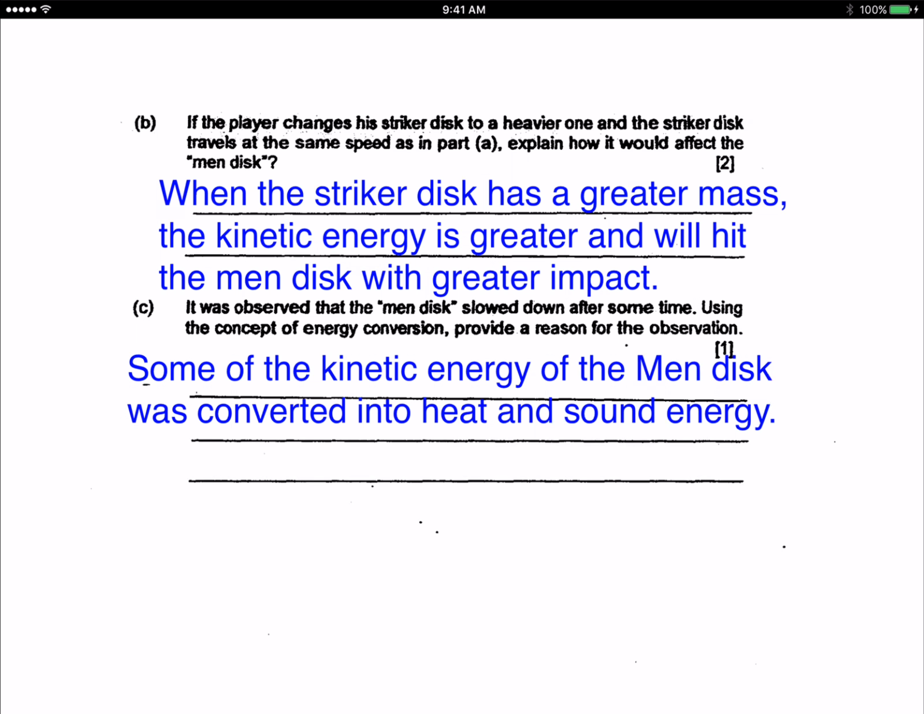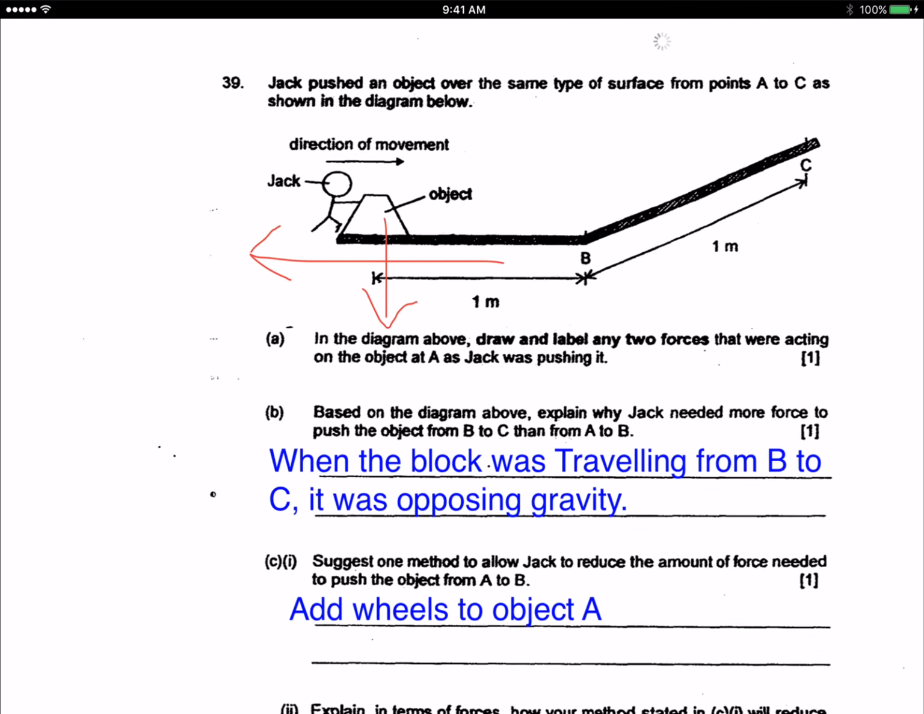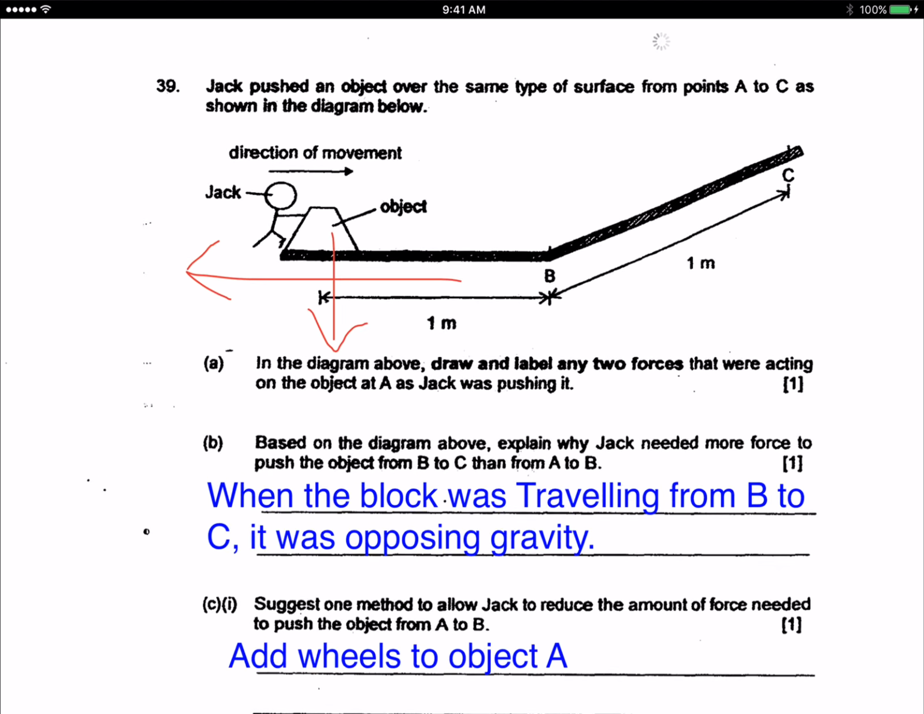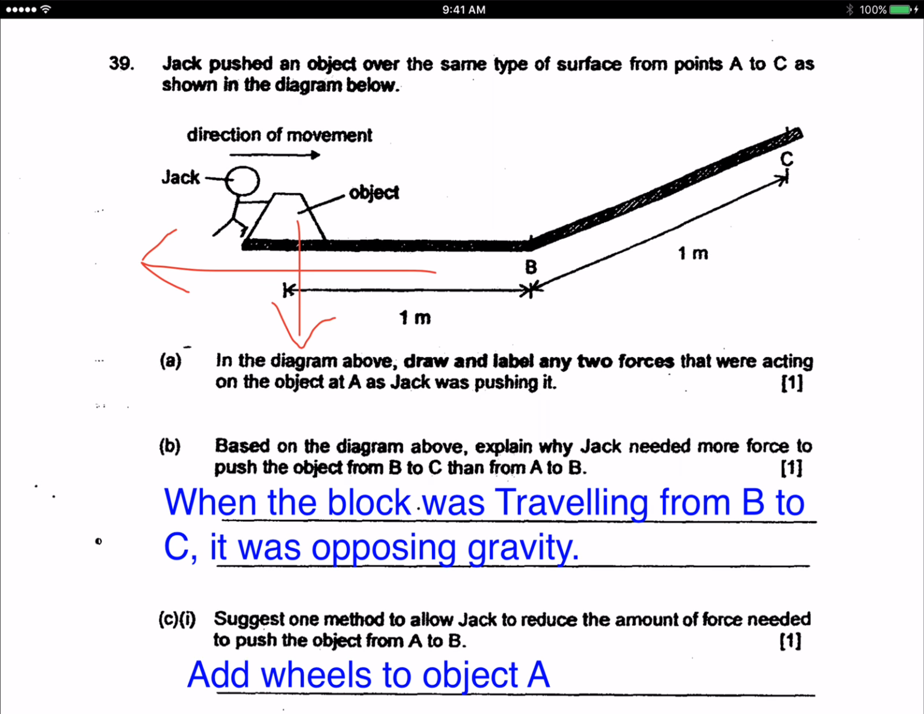Okay, we're going to continue with your own paper. Okay, so we have to explain the question. Next one. Now in this question, we have Jack pushing an object over the same type of surface from points A to C as shown. So A is here at the beginning, C is here, right? B is here.